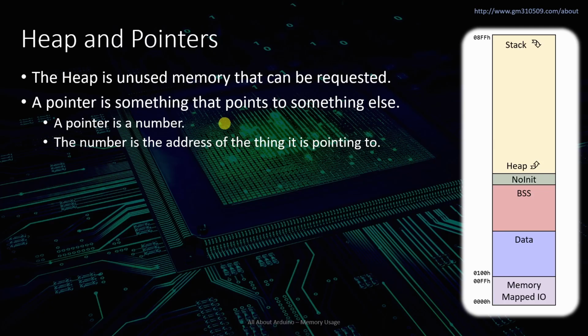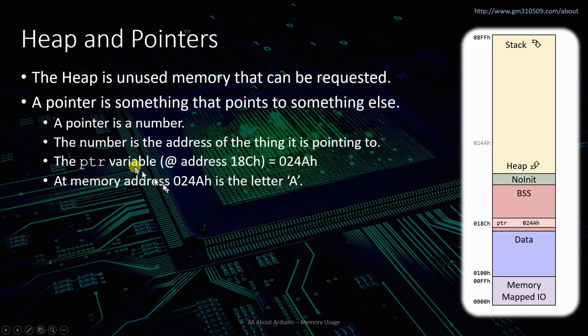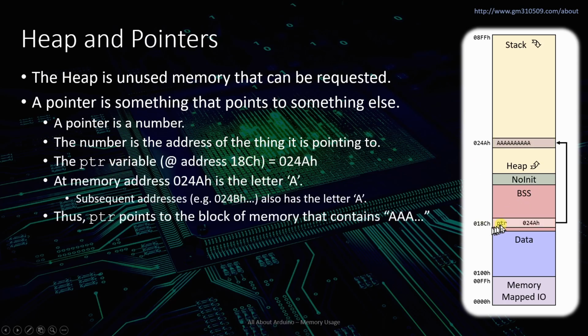So what is a pointer? A pointer is, at the end of the day, a number. And what that number is, is the address in memory of the thing that it is pointing to. Right? So a pointer is a number that basically says I'm pointing to here or wherever. So let's go through an example. I've got this variable that I called PTR for lack of a better name, and its value is 24A hex. All right. So this pointer is pointing to this address in memory, 24AH.